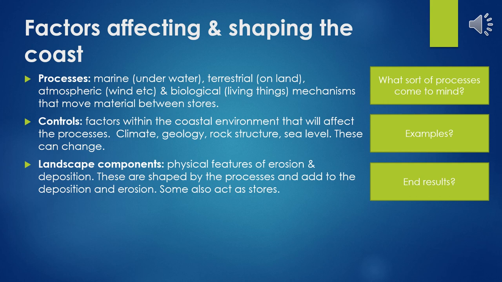And then we've got the landscape components. Now, these are the features of erosion or deposition. So if you go to the beach and you look to your left and you can see an arch, you're thinking, an arch is made by erosion, therefore erosion's happening here. If you go to the beach and you see a massive sand dune system, you think, sand dunes are made by deposition, therefore deposition is happening. So your landscape components are kind of like the evidence of what's going on there.